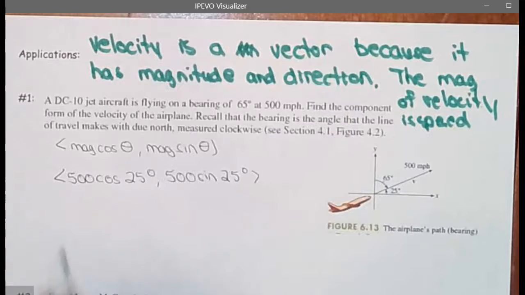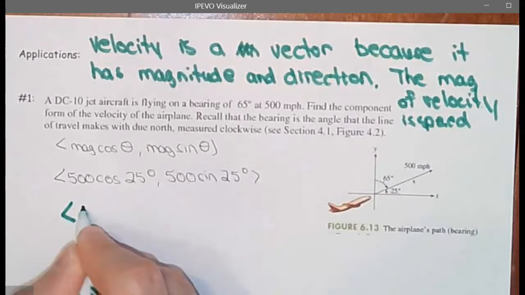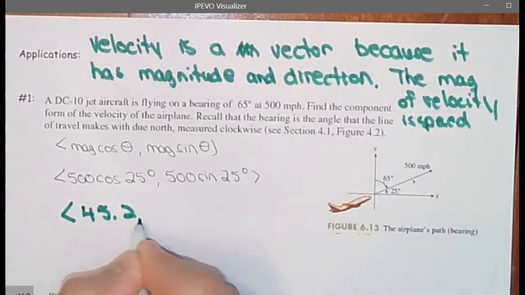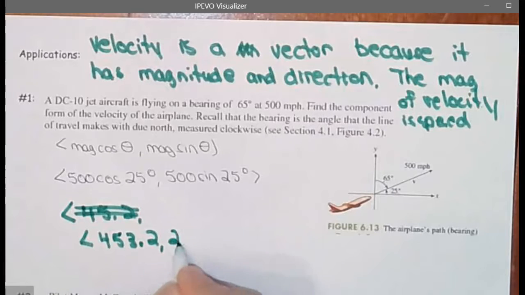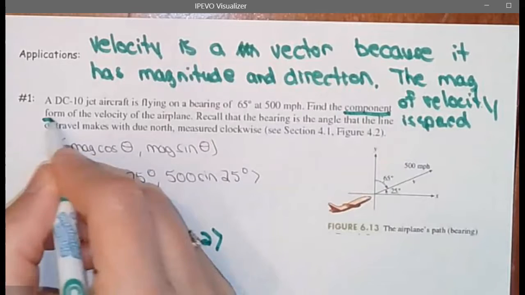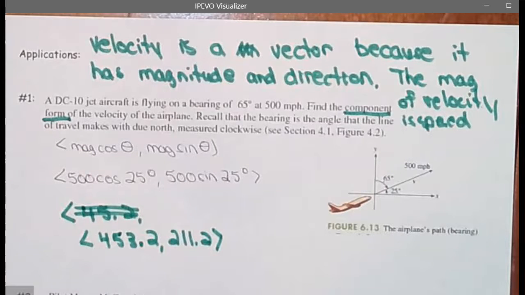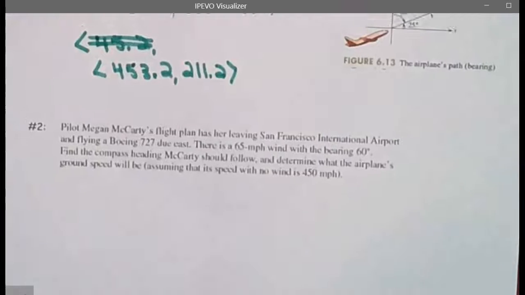And when I plug that in my calculator, we end up with 453.2, comma, 211.2. And that's all they're looking for, because notice it said again, component form. Okay, let's move on to the next one then.